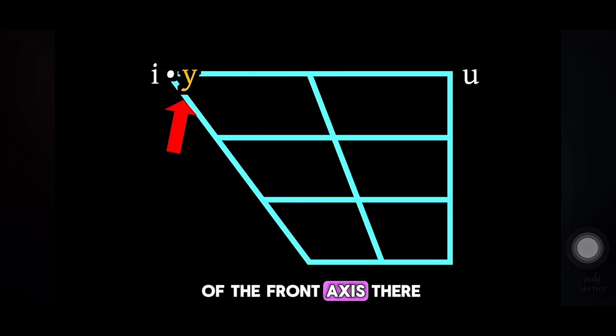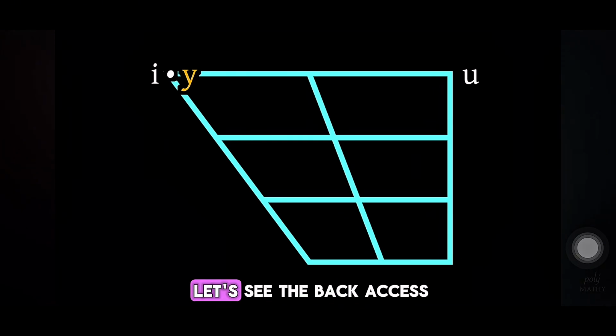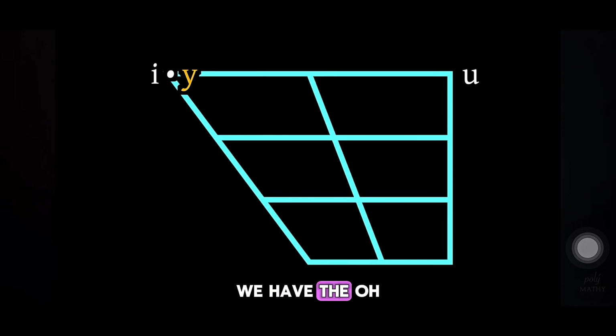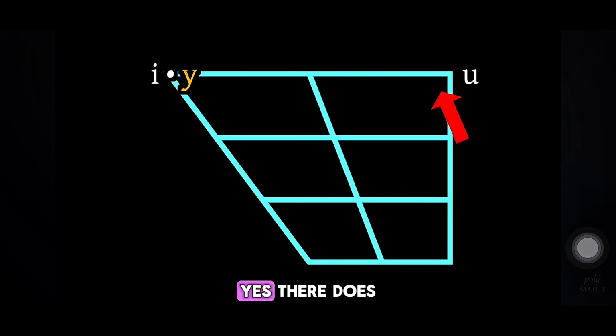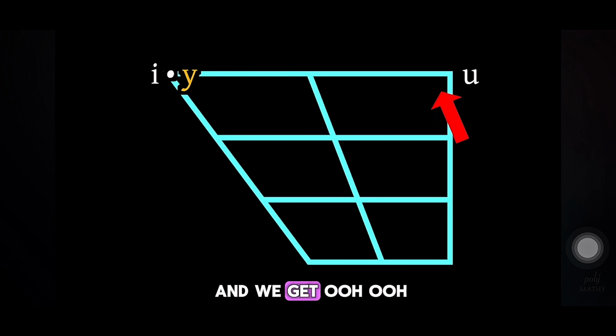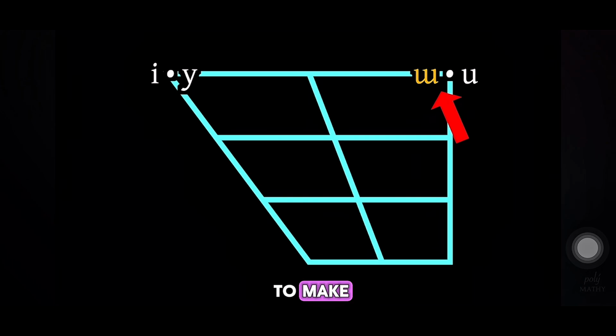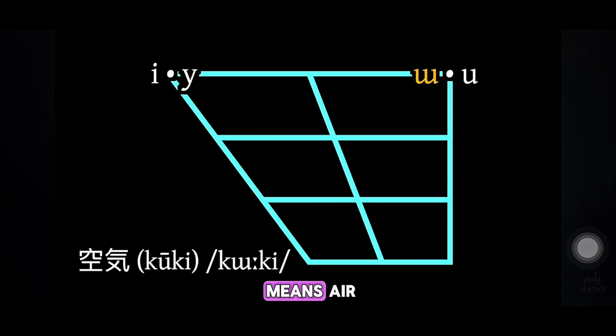the front axis there. Well, wait a minute. Let's see the back axis. We have the u. U is a high, back, rounded vowel. Does there exist a high, back, unrounded vowel? Yes, there does. And instead of oo, we unround the lips and we get ooh. Not easy for me to make. This is sometimes how the u vowel of Japanese is described, like in kuki, which means air.